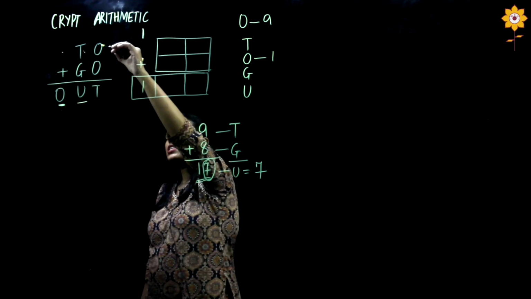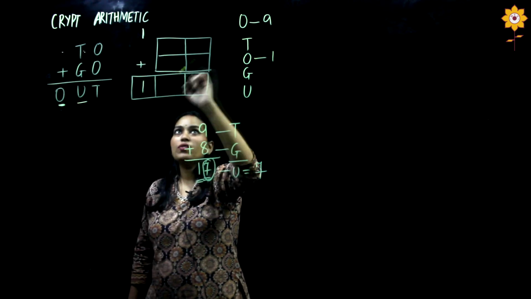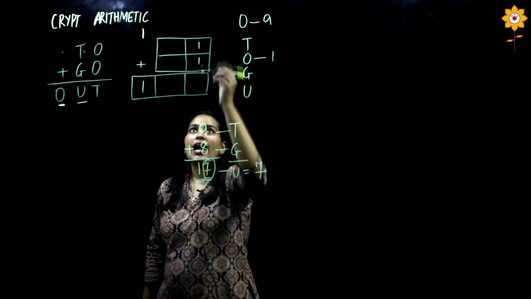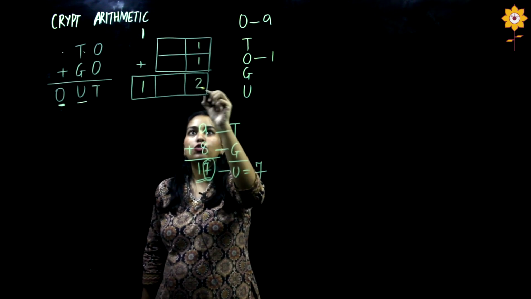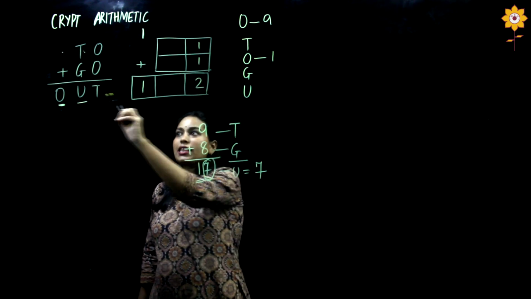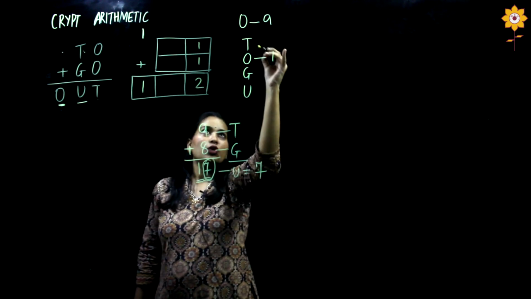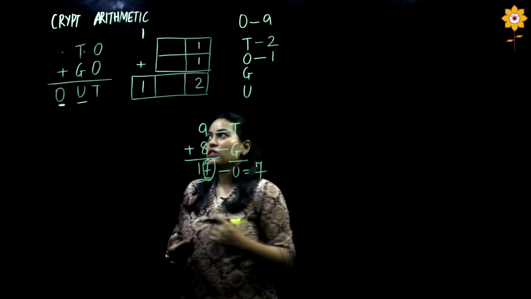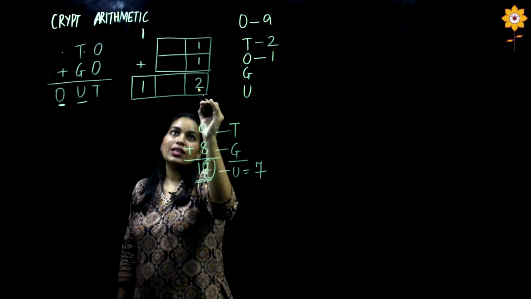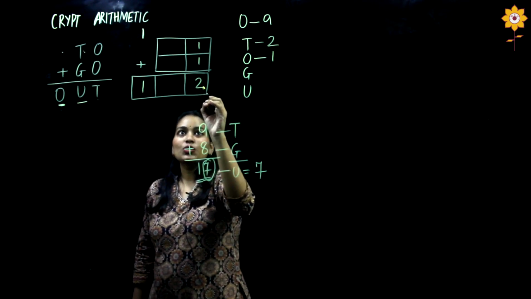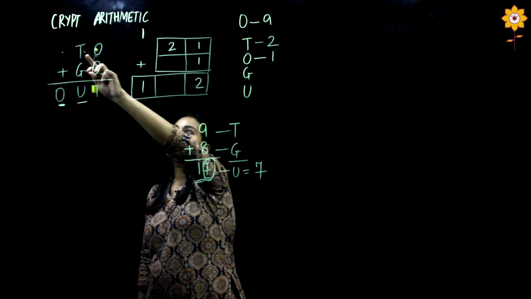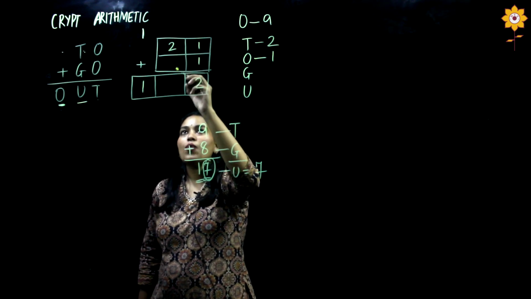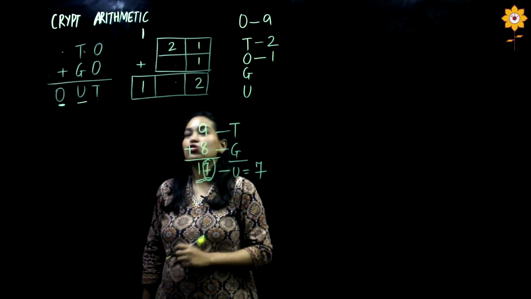Here you will see we also have O and O over here. We can write 1 and 1 in that place as well. Now when we add 1 and 1, this results in 2. 2 is nothing but the value of T. So let's update that as well. We got the value of O, we got the value of T as well. Once you get the value of T as 2, you can substitute this 2 over here as well because here also you have T. Now you have to fill these two places.